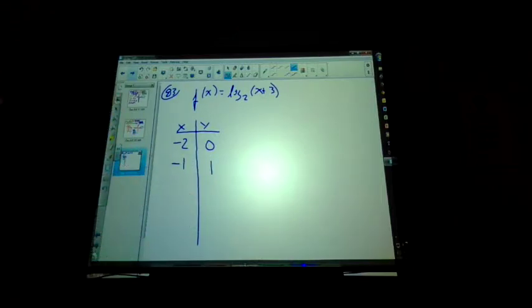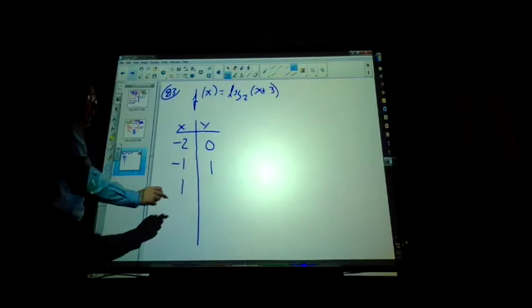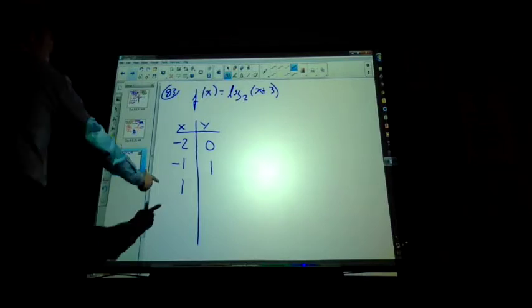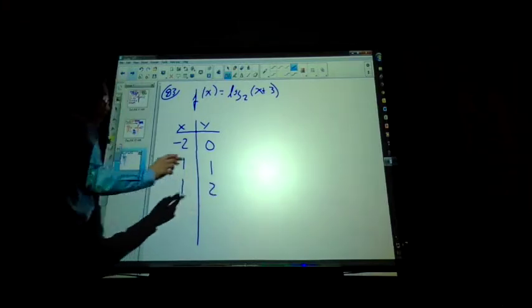Okay. If I plug 0 in, I'm going to get 3 out. That's not going to help me. But if I plug 1 in, I get 4 out. How do I make 4 into base 2 form? 2 squared. So what is the result here? 2. Let's go with one more value.